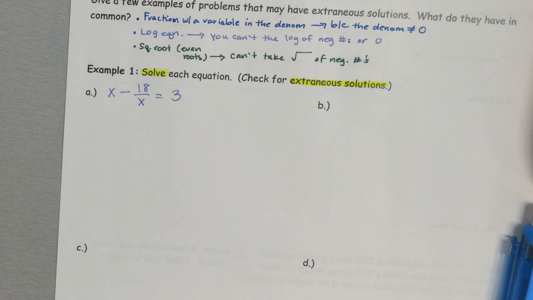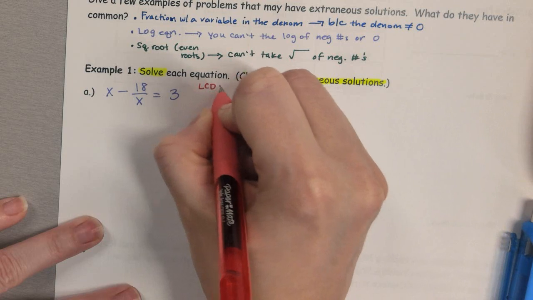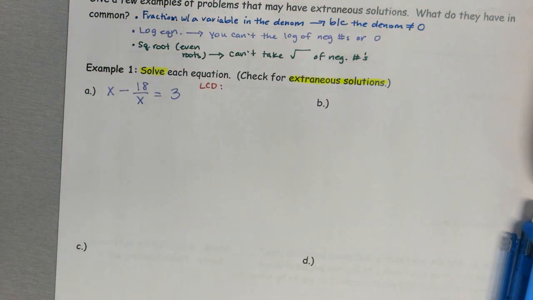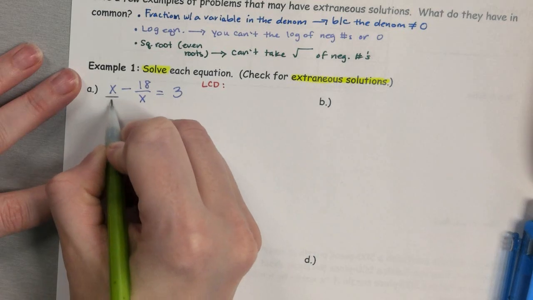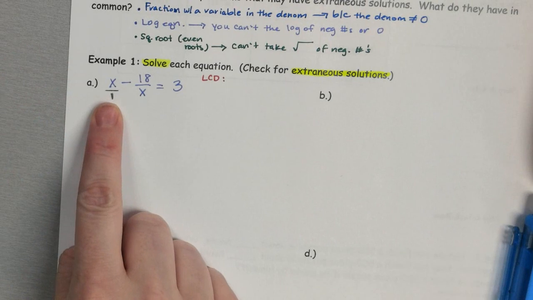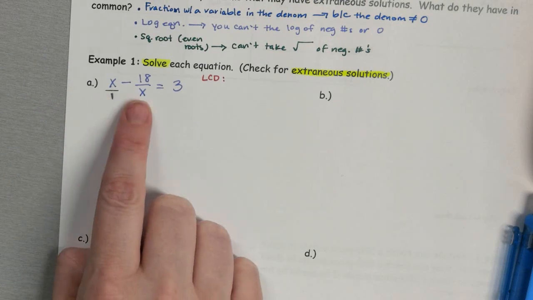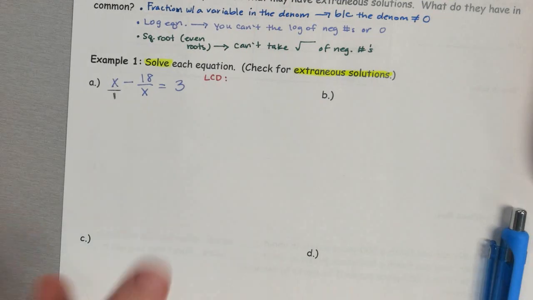Okay, so we're going to find the LCD. Can you guys tell me what it is? Nope, because 18 is the numerator. So think of it like this. This would be like x over 1, right? So remember, with the LCD, just start with the first one. So 1 has to be in the LCD. What else has to be in the LCD? What's 1 times x? X. So x is your LCD.